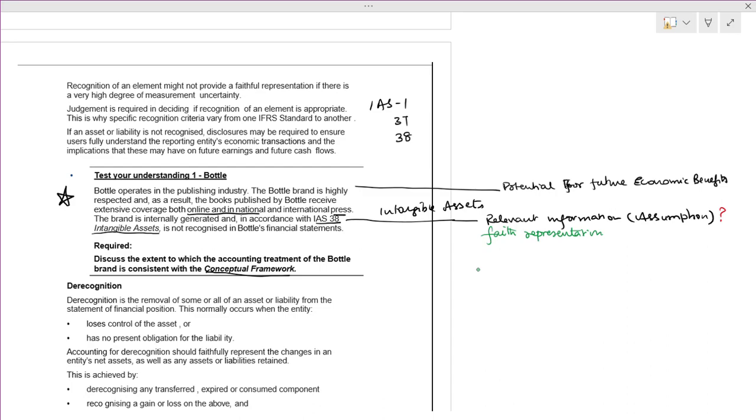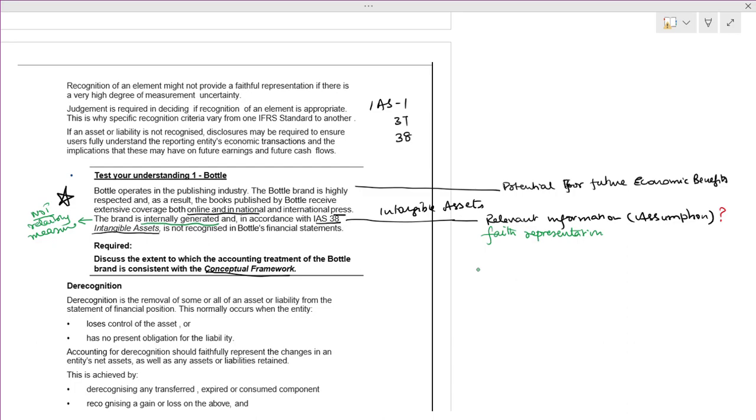And see the things we have covered till now. They are saying that it will have both online and national and international press. The brand is internally generated. You focus on this one. IAS 38 says that anything which is internally generated will never be recognized. This is the one blanket condition. Internally generated is not reliably measured. This is the first time you are learning this: internally generated intangible assets will never be recognized.